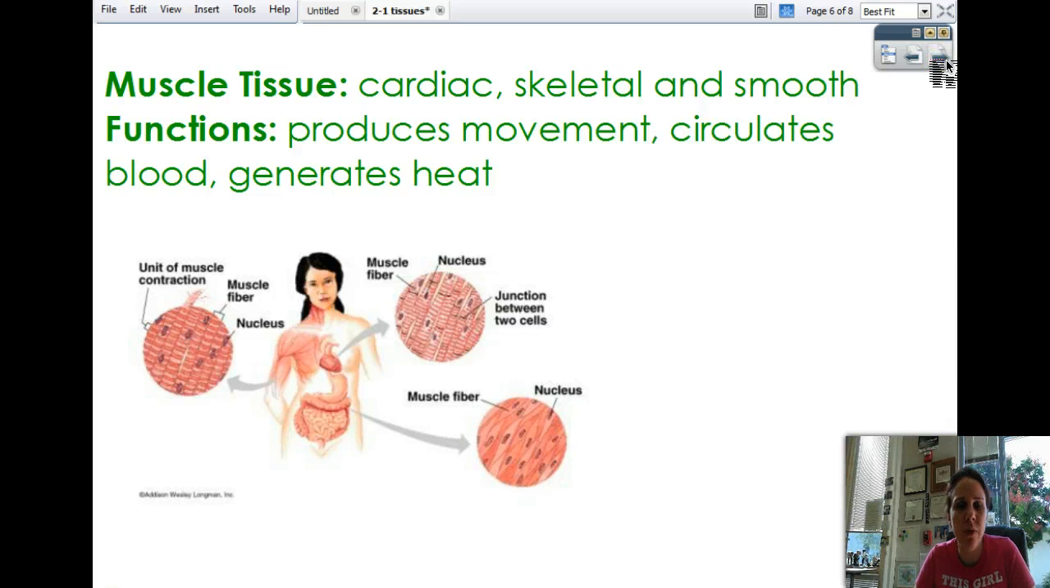All right, muscle tissue, 3 main types. Cardiac, which is found only in your heart. Skeletal, only in the muscles that you have control over. And smooth muscles, the muscles that you don't have any control over, such as your small and large intestine and your stomach. Function: produce movement. Obviously, your skeletal muscles help you move around. Circulate blood. Every time your muscles move, they squeeze the blood. Your arteries squeeze the blood from one place to another, and muscle also helps to generate heat. Another one I didn't think to put down is to propel food. It helps to propel the food throughout your intestines to get it out to the other side.